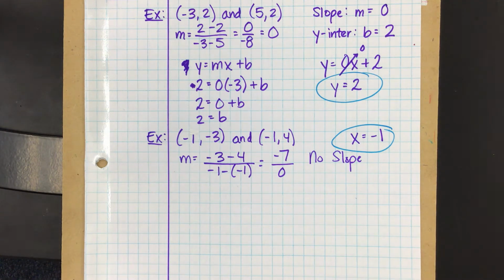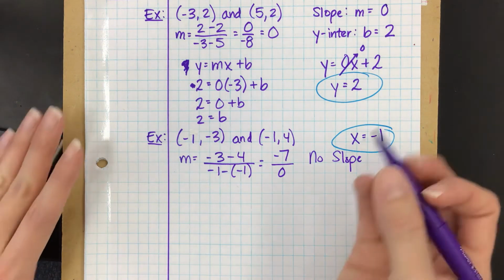So those are our 2 special lines. That's what they look like. And the one last thing that I want to show you today is how to write an equation given a table that represents a linear equation. Okay, so let's do that.